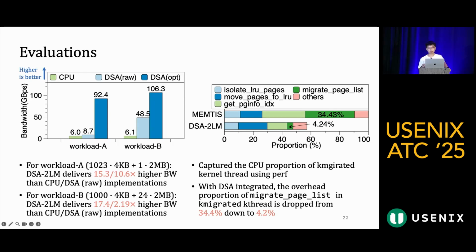We measure the bandwidth of contiguous page migration. The results show that DSA-2LM achieves 15 to 17 times higher performance than CPU-based implementations. With DSA integrated, the overhead proportion of the migrate page list in the kmigrated case dropped from 34% down to 4.2%, compared to original MEMTIS.